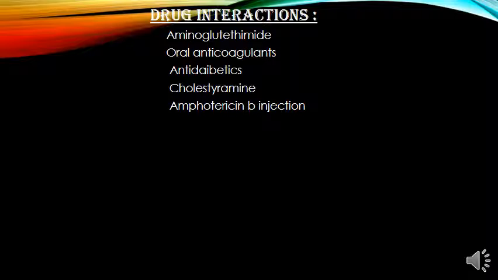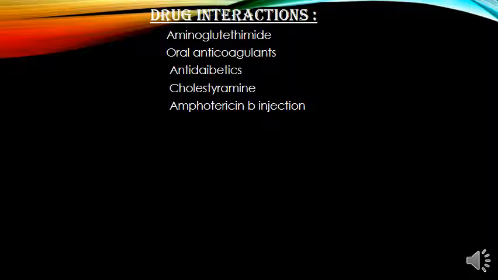The next drug we have is cholestyramine. Cholestyramine increases the excretion rate of betamethasone and can cause a lower serum level, and obviously a potential reduction in the activity it produces systemically.